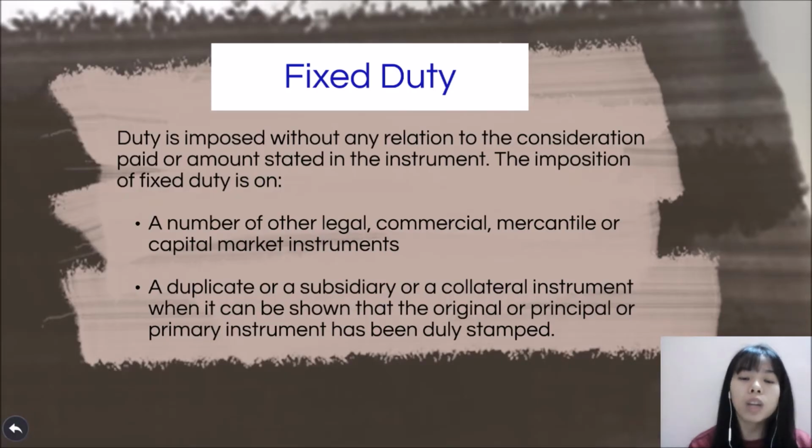So the next one is fixed duty. Fixed duty is the duty that is imposed without any relationship to the consideration paid or amount stated in the instrument. The imposition of fixed duty is on a number of other legal, commercial, mercantile, or capital market instruments. Fixed duty is also imposed on a duplicate or a subsidiary or a collateral instrument when it can be shown that the original or the principal or primary instrument has been duly stamped.